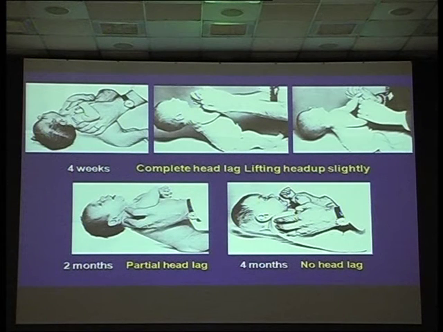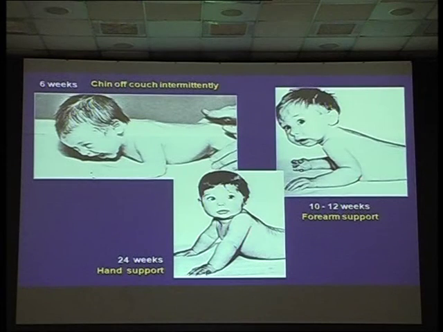At 4 weeks, we lift the child. There will be a complete head lock and lifting. Momentarily, child can hold the head for some time. By 2 months, partial head lock, but by 4 months, complete head control should have been achieved.